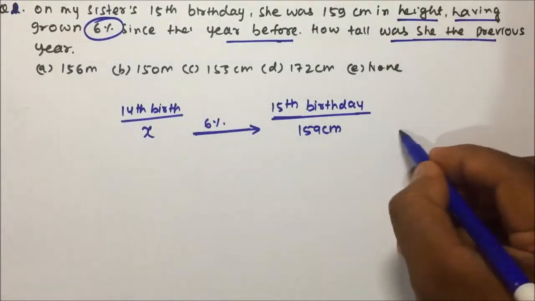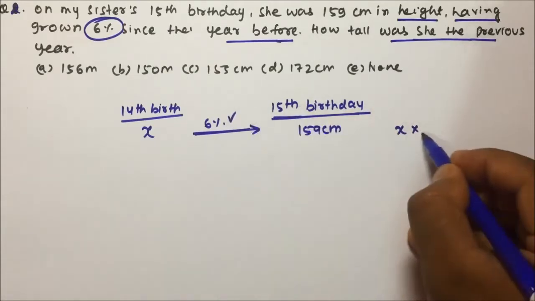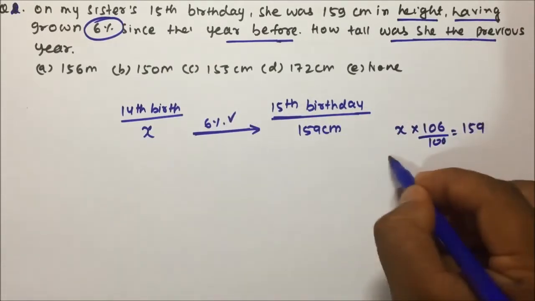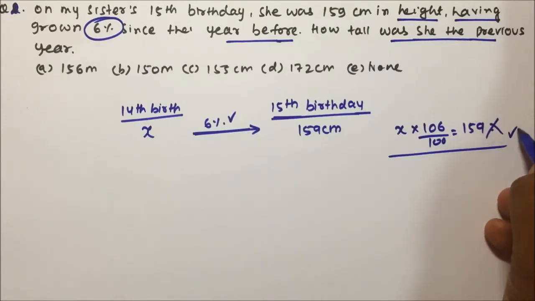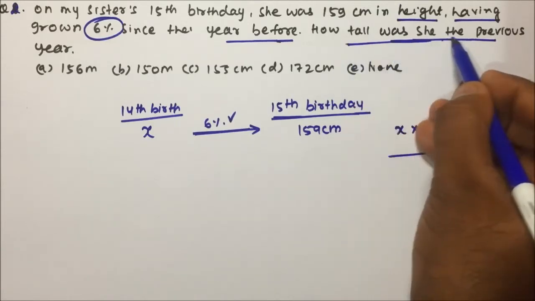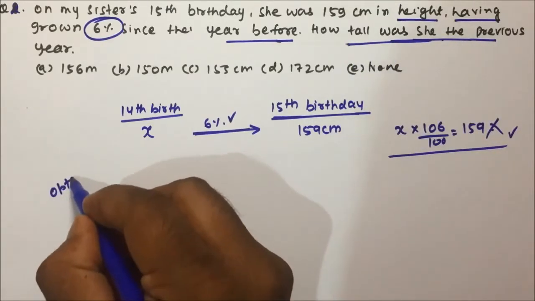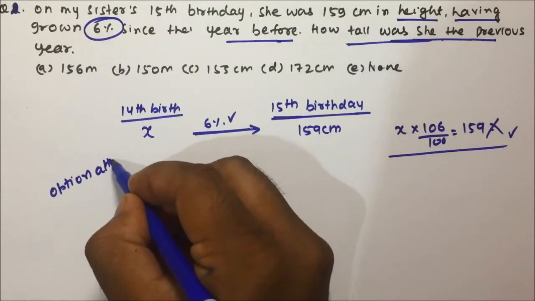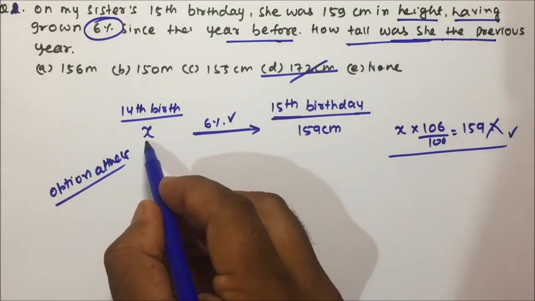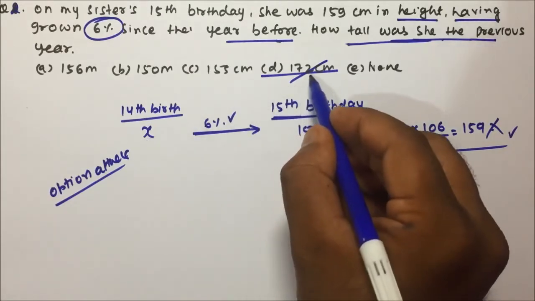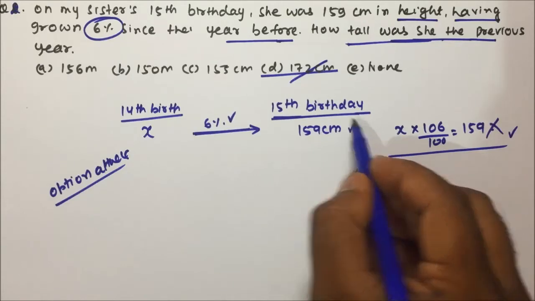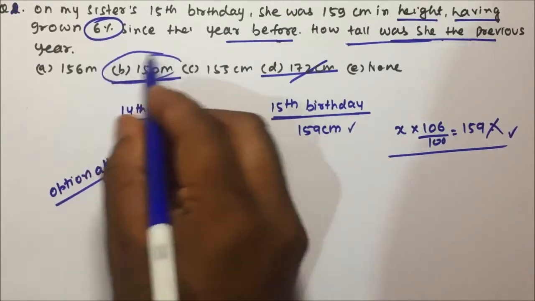So again friends, if you want to go by normal method, then the growth is 6%. So 106 by 100 and then it will be 159. The calculation itself is so much complicated. So now let's see friends, how tall was she the previous year? Go by option attack. Okay. So now this option is eliminated, because if it is the previous year definitely her height will be less, then only after 6% growth it will be 159. Now pick the option which is simple.